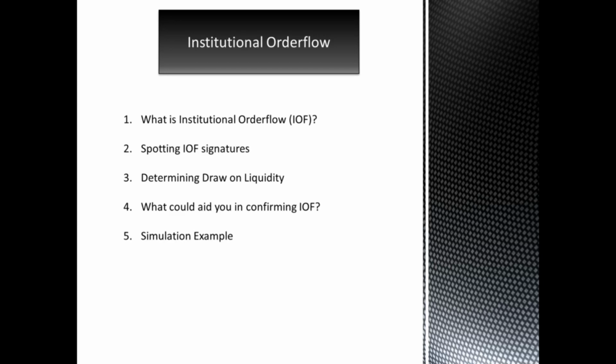We're going to see how we can spot the different signatures the institutions and big banks leave behind, so we can determine which way price can flow. We're going to talk about the draw on liquidity, which is important to know what the institutional order flow will be. Then some things which could aid you in confirming your bias. And at the end, we're going to do some simulation to showcase how to determine the institutional order flow.